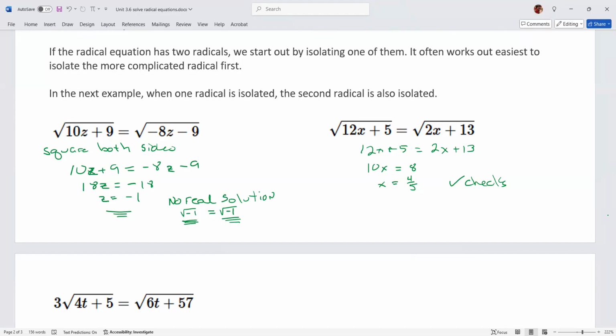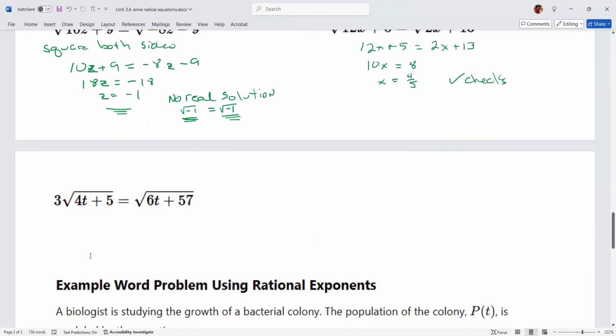Okay. In this particular problem here, you solve it, it checks out just fine. I won't do this last one, but just remember that when you square the left side, you're also going to be squaring the 3. So the left side of this would be 9 times 4t plus 5 is equal to 6t plus 57. And then at that point, you distribute the 9 and you solve the equation.